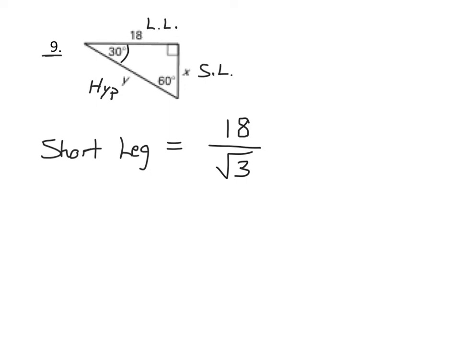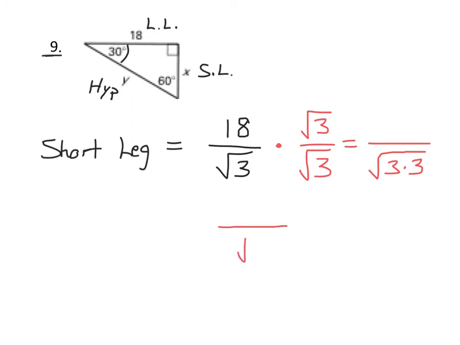Because I divided by a radical, the next thing I want to do is rationalize that denominator. So I'm going to multiply it by radical 3 over radical 3, which is essentially just 1, so I'm not changing the value. But if you remember, what happens in my denominator is I end up with radical 3 times 3. So now in my denominator, I end up with radical 9. And in my numerator, I have 18 radical 3.